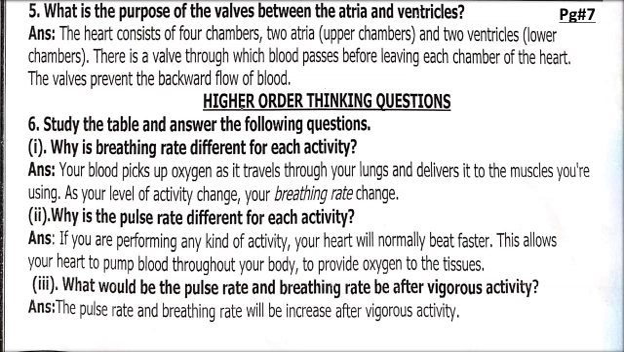Next, the caption is higher order thinking questions, and here question number 6 is, study the table and answer the following questions. In your book, the table is given, and in this table, 3 columns are made. In the first column, the activities are given like sleeping, eating, and walking. In the second column, pulse rate is given: 60, 70, 90. And in the third column, breathing rate is given: 8, 17, and 23.